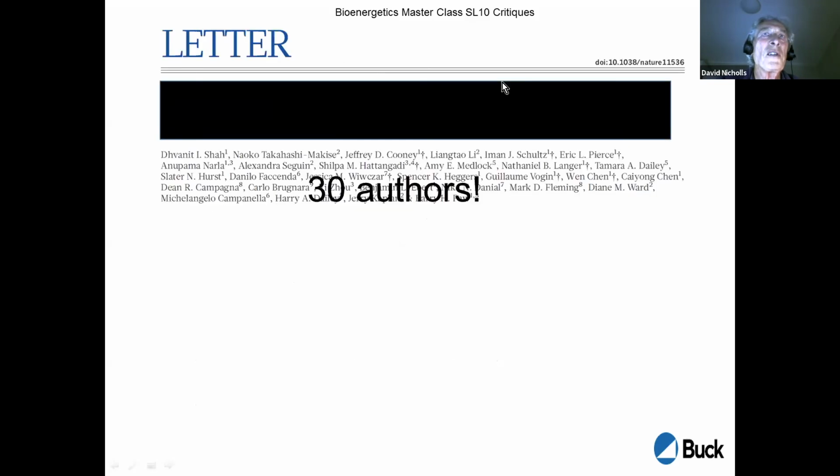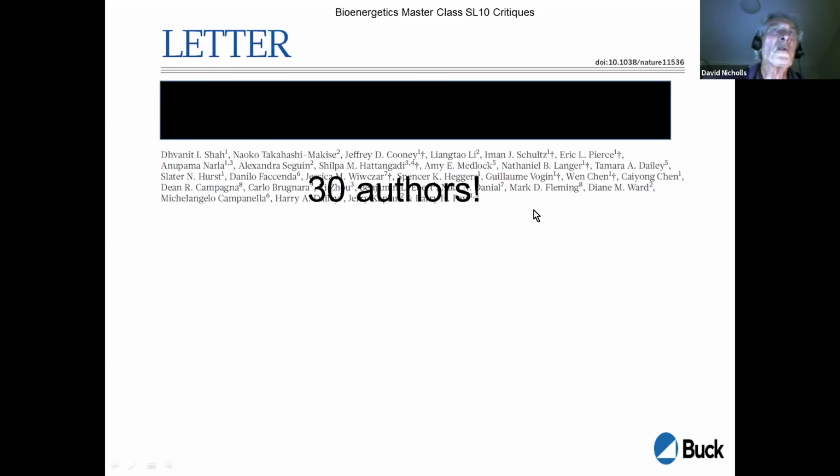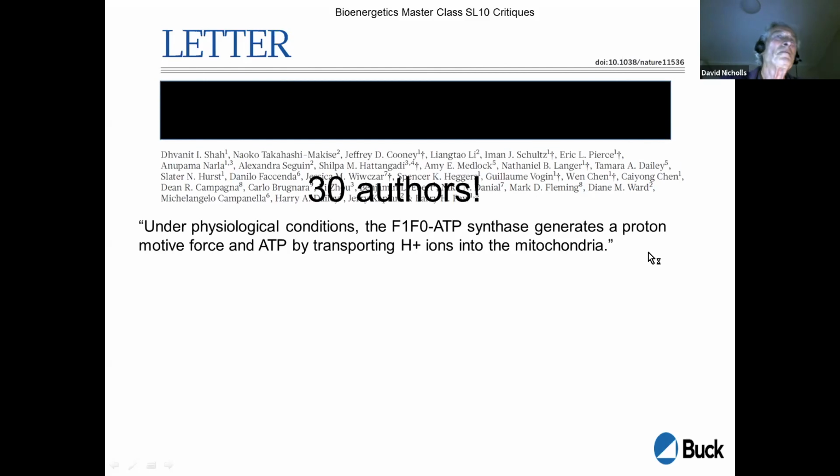Do the authors understand the chemiosmotic theory? I mean, there are examples. This is a letter to Nature, and out of deference to the authors, I've got rid of the title, but I've left all 30 authors there. And this was on the first page of the introduction. And it's interesting to discuss this in the light of what we've been talking about the last 3 days.